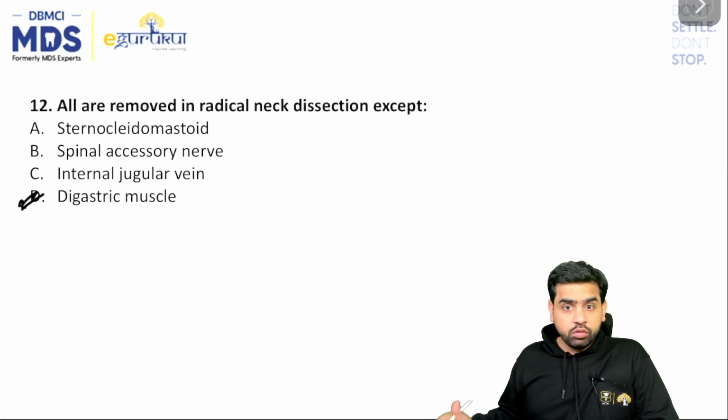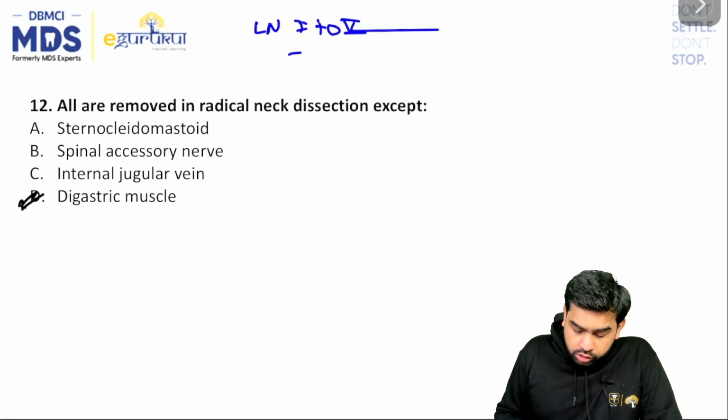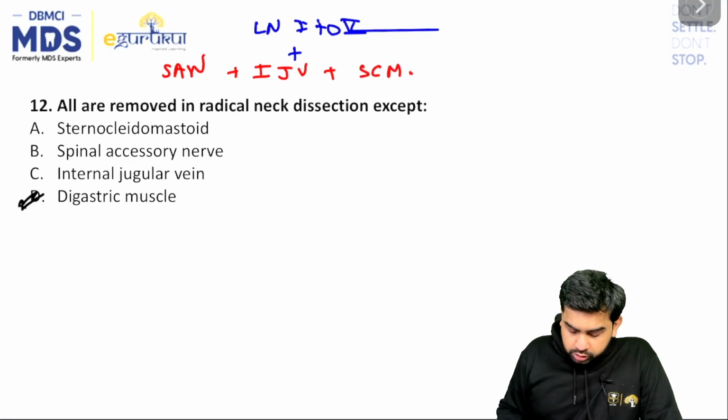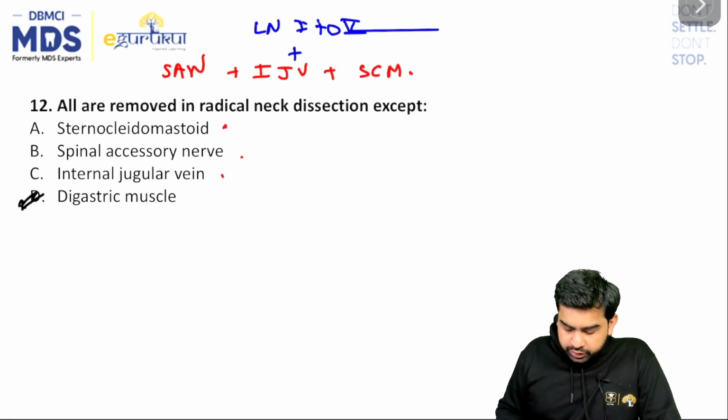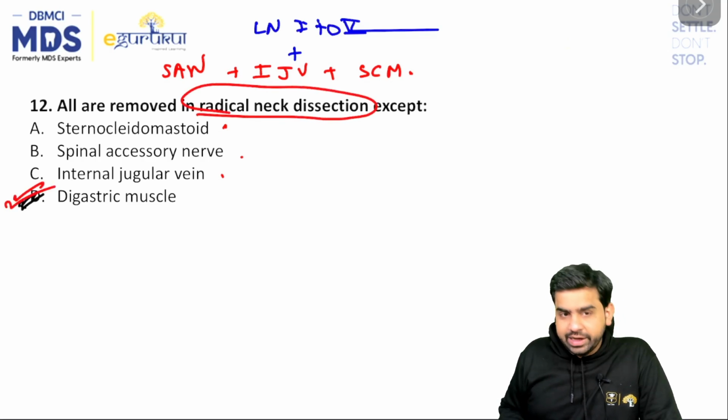Now, what are the structures which are removed in the radical neck dissection? In the radical neck dissection, you remove the lymph node stations from 1 to 5. Along with this, you also remove what? You remove the internal jugular vein, the spinal accessory nerve, and the sternocleidomastoid muscle. So sternocleidomastoid muscle, spinal accessory nerve, internal jugular vein, these are the things which are removed in the radical neck dissection. Okay, so the answer over here is definitely digastric muscle.